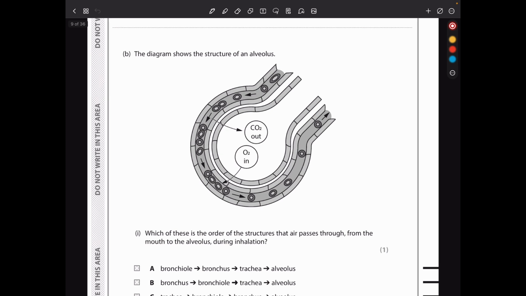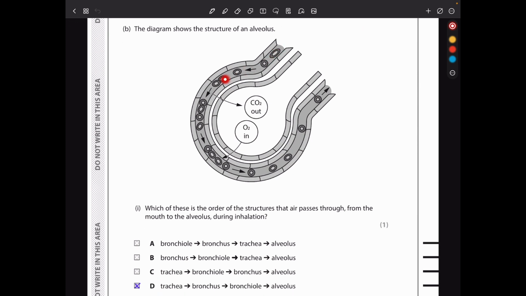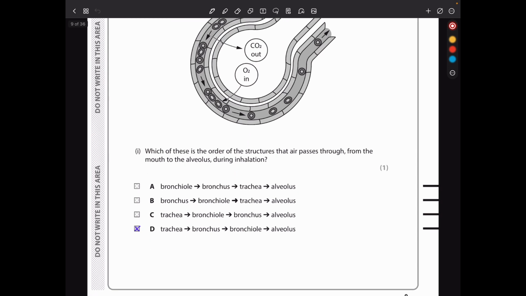In part B, they say the diagram shows the structure of an alveolus. We can see the capillaries and the inside of the alveolus, the thin distance allowing carbon dioxide out and oxygen in. And they say which of these is the order of the structures that air passes through from the mouth to the alveolus during inhalation. So from the mouth, it goes to the trachea, then the bronchus, and then bronchioles and the alveolus. So the answer should be D.